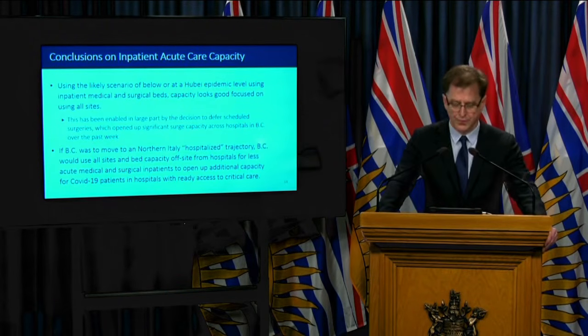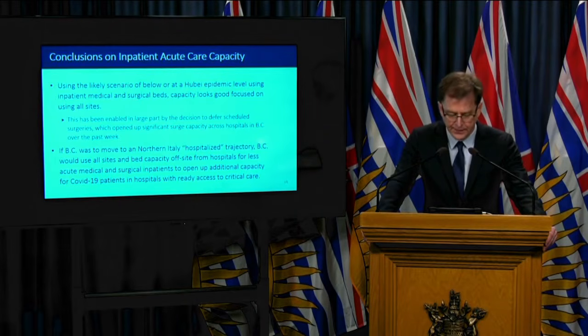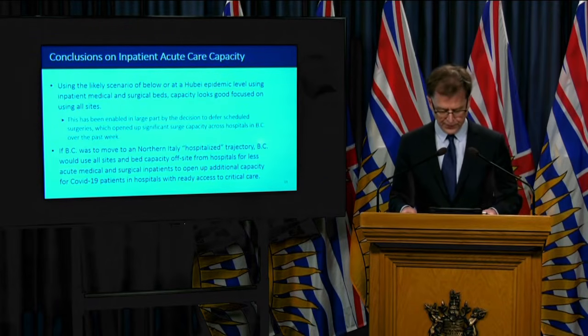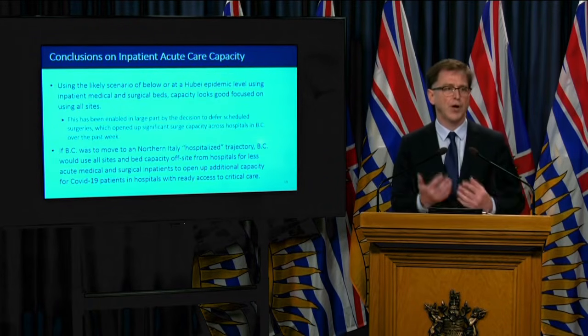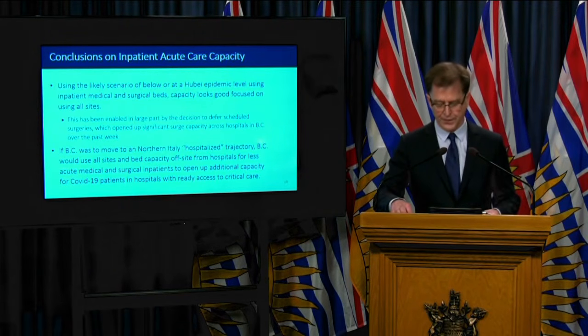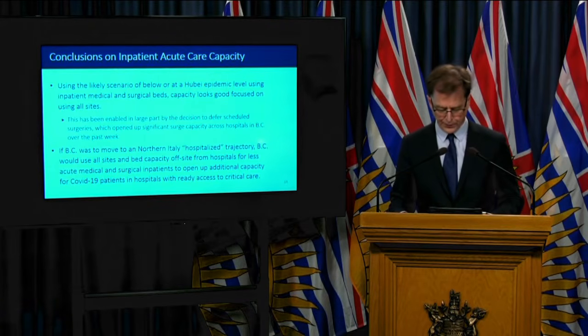Using the likely scenario of below or at a Hubei epidemic level, using inpatient medical and surgical beds, capacity looks good, focused on using all sites. This has been enabled in large part by the decision made by health authorities and by the government to defer scheduled surgeries, which has opened up significant surge capacity across hospitals.